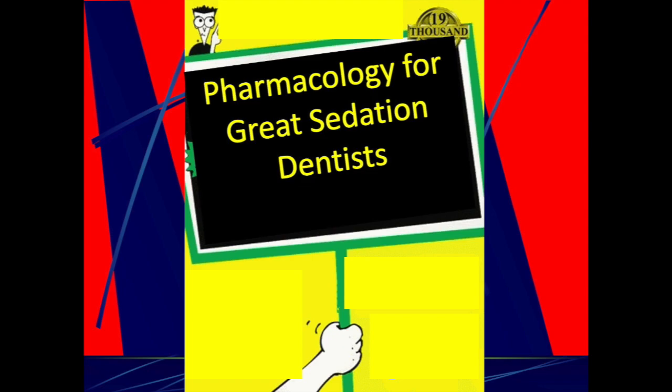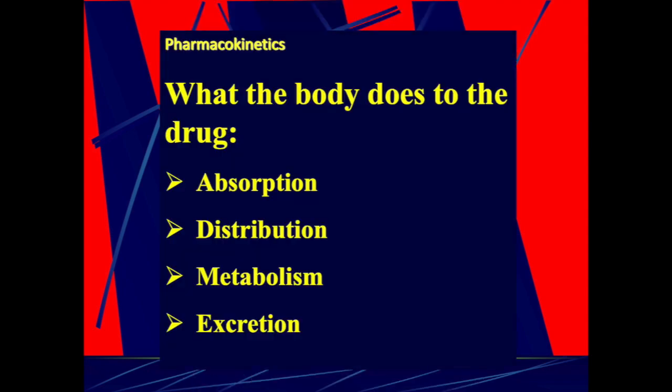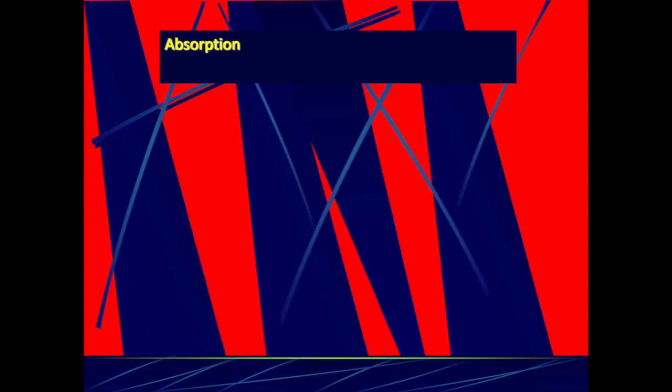We're going to talk about 2 concepts. One is pharmacokinetics, and this is what the body does to the drug. This is absorption of the drug, distribution, metabolism, and then excretion of the drug. Let's talk about each in order.